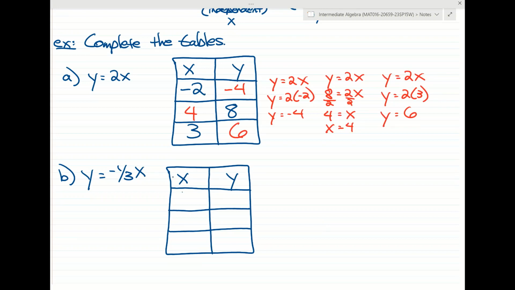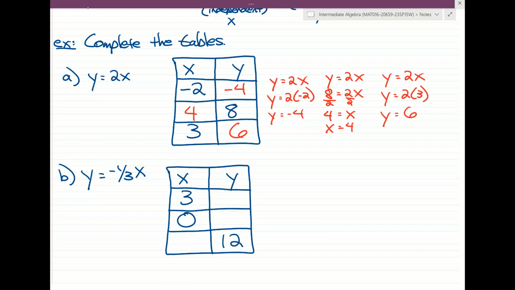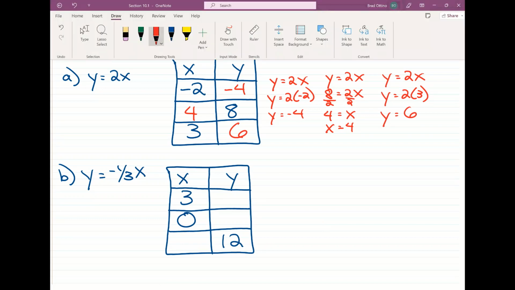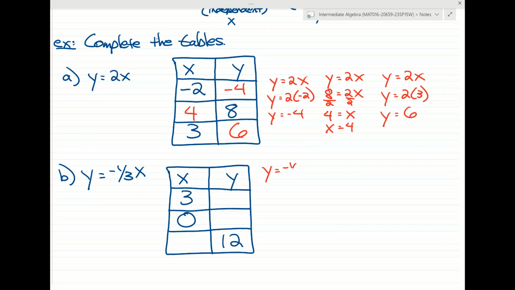And let's plug in numbers here. We'll say x is 3, x is 0, and x is 12. And we'll do the math on the side and figure out what goes in the blanks. So if y is -1/3 x and x is 3, -1/3 times 3 is -3/3 or just -1. You could also use that $10 calculator I recommended. -1 would be the y value.